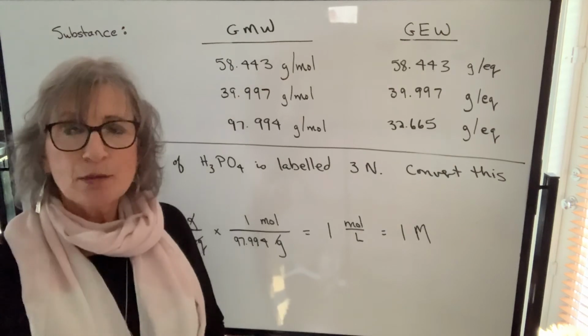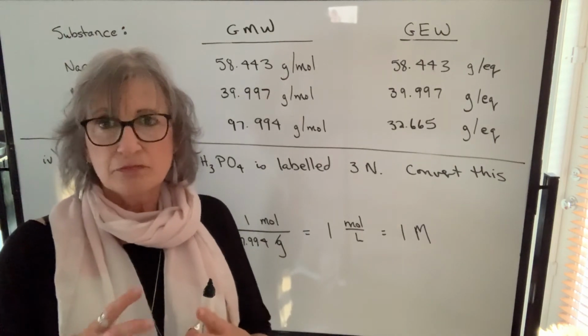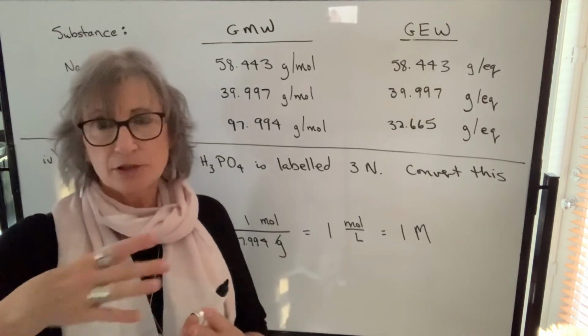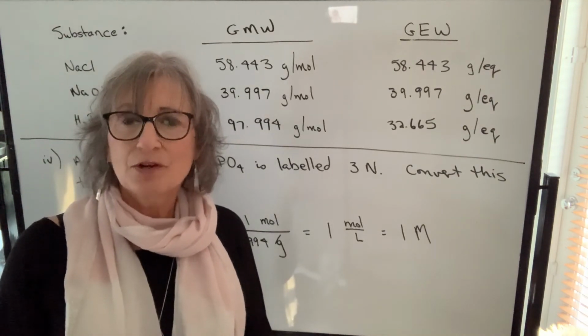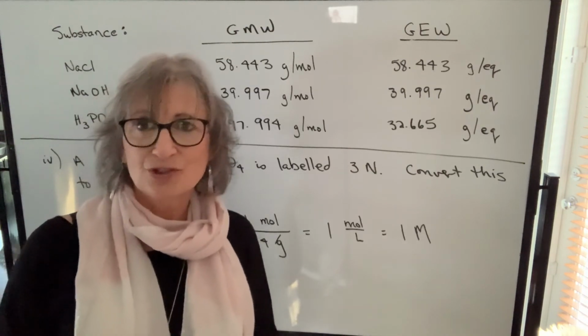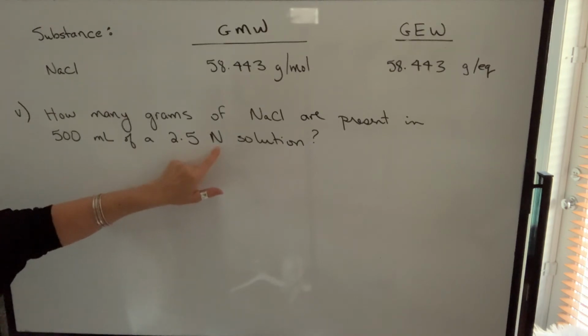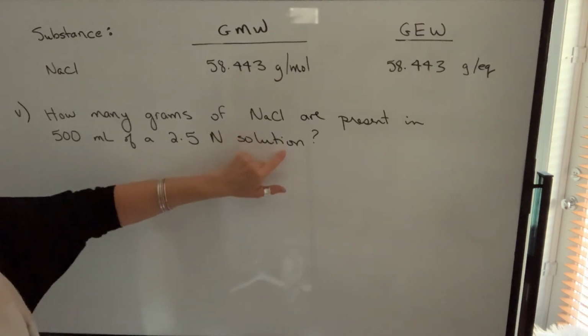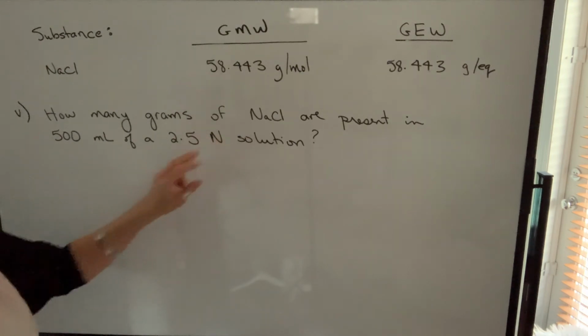We've been doing examples where we're changing the concentration units of a solution from percent to molarity to normality and so on. Now let's do an example where we need to find the amount of solute to make a certain amount of solution. We're asked to find out how many grams of sodium chloride are present in 500 milliliters of a 2.5 capital N, which remember is equivalents per liter solution. So my first step is to change equivalents per liter to grams per liter.